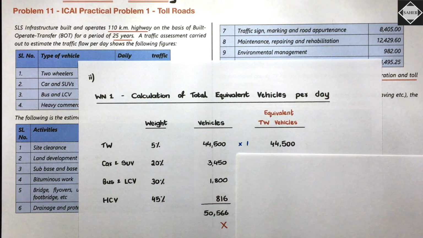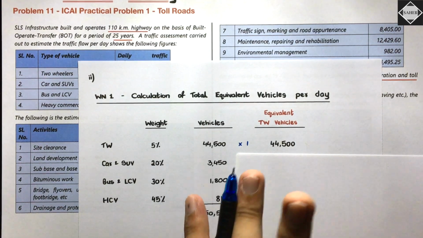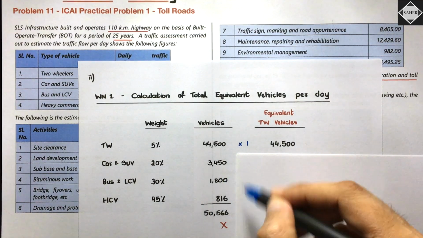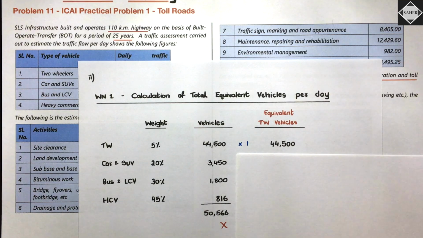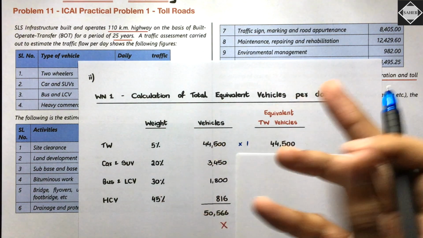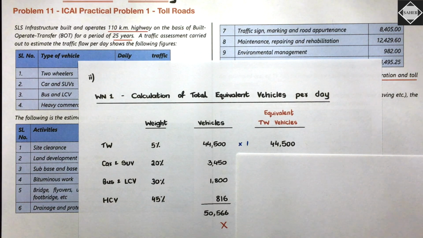But how to convert? We have to multiply by something, then only it will get converted. So what to multiply is the main problem. People do not understand that, and it's not possible to apply the logic always. So we need a shortcut, and we have seen that shortcut while doing the hospital question. You all know the shortcut, it was very simple.